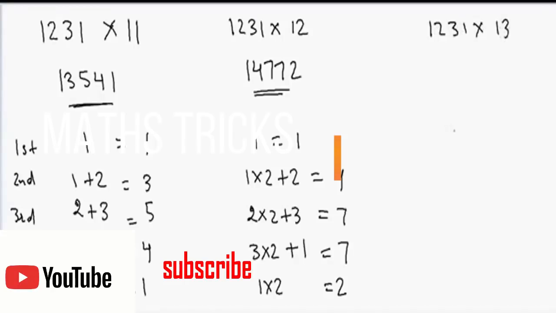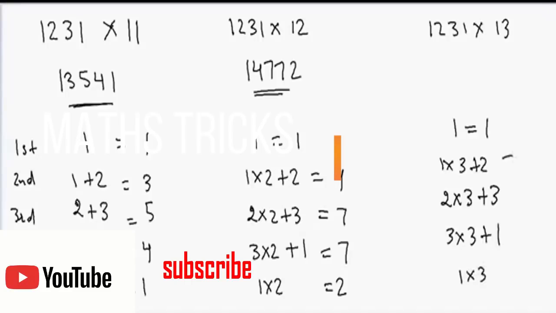Again, if I have to multiply by 13, then the answer will be equal to 1 into 3 plus 2, 2 into 3 plus 3, 3 into 3 plus 1, and 1 into 3. So that will give me 3 plus 2 is equal to 5. 3 into 2 is 6 plus 3 is 9, and if you look here, 3 into 3 is 9 plus 1 is 10. So here we have 10 and here we will have 3.